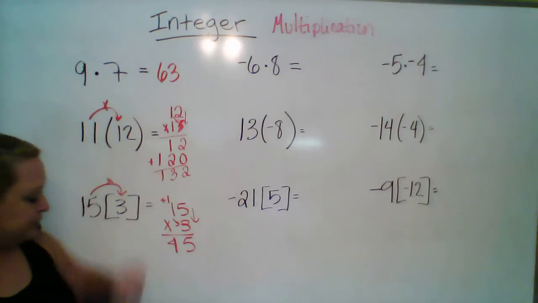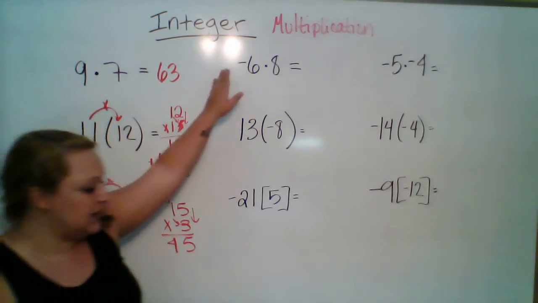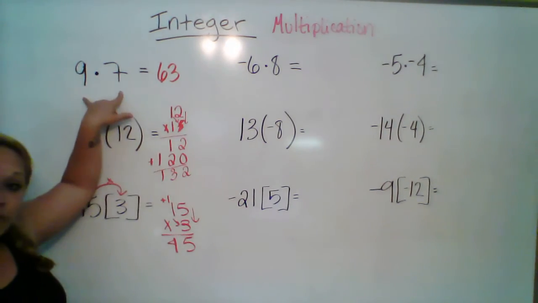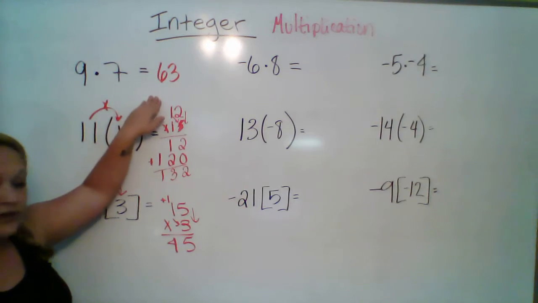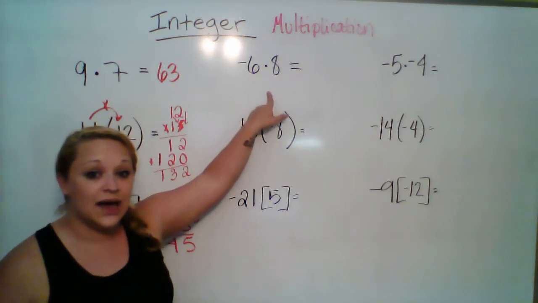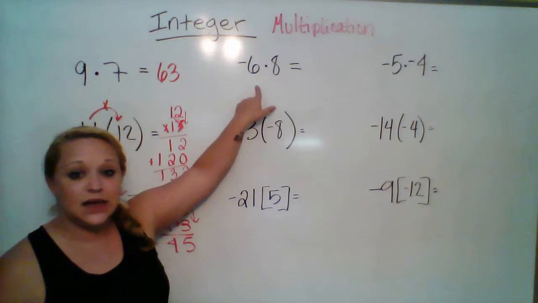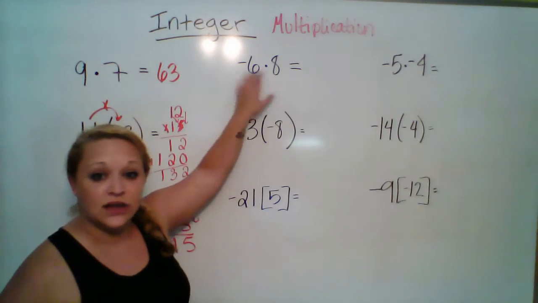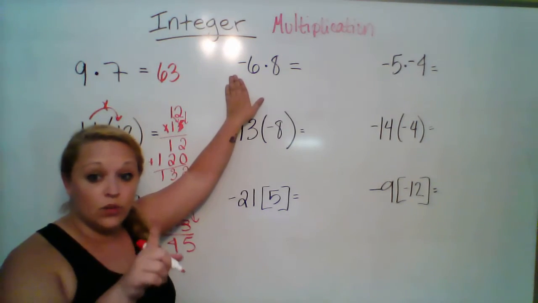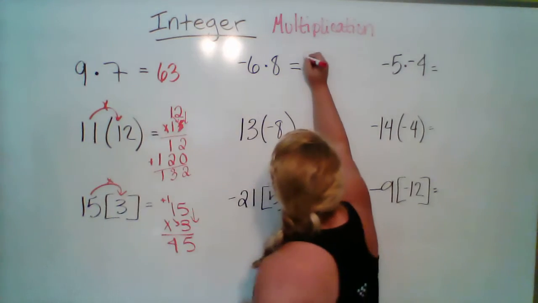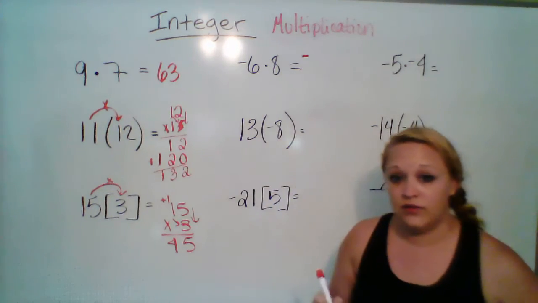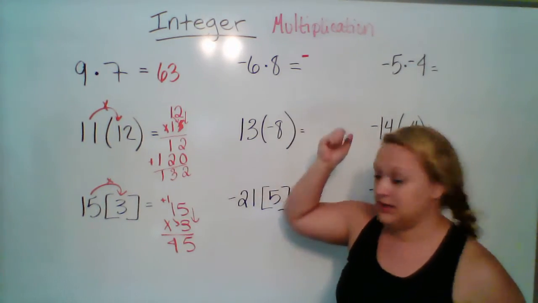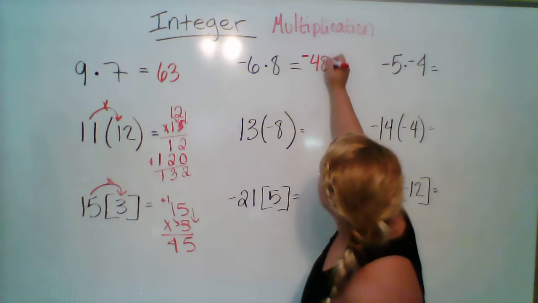So let's go over here now. What you're going to notice here is that these were positive, so it gave us a positive. Here we have a negative times a positive. So anytime you see a negative times a positive, there's only one negative. There's only one, which means that there's going to still only be an answer of a negative. 6 times 8 should be memorized. 6 times 8 is 48.